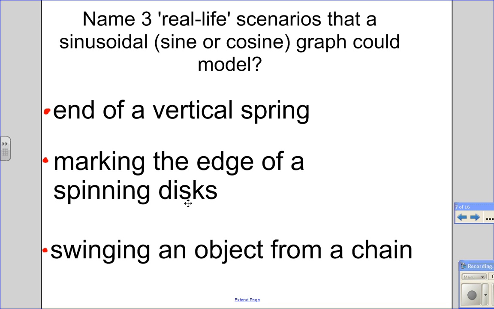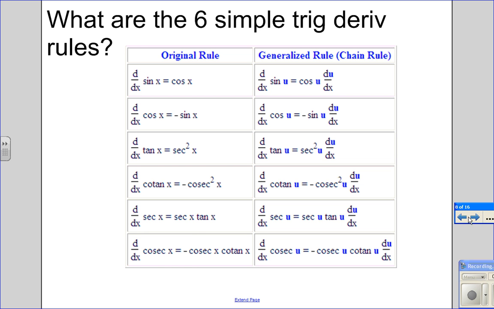So the derivative would tell you how fast whatever it is is moving at that given point. So derivative is rate of change. These are the scenarios that you could model. If you took the derivative of that, it would tell you how fast the object is moving up and down, how fast the object is spinning away and then moving back closer to you, or how fast the object is spinning from the left to the right. So trig can be applied wherever.